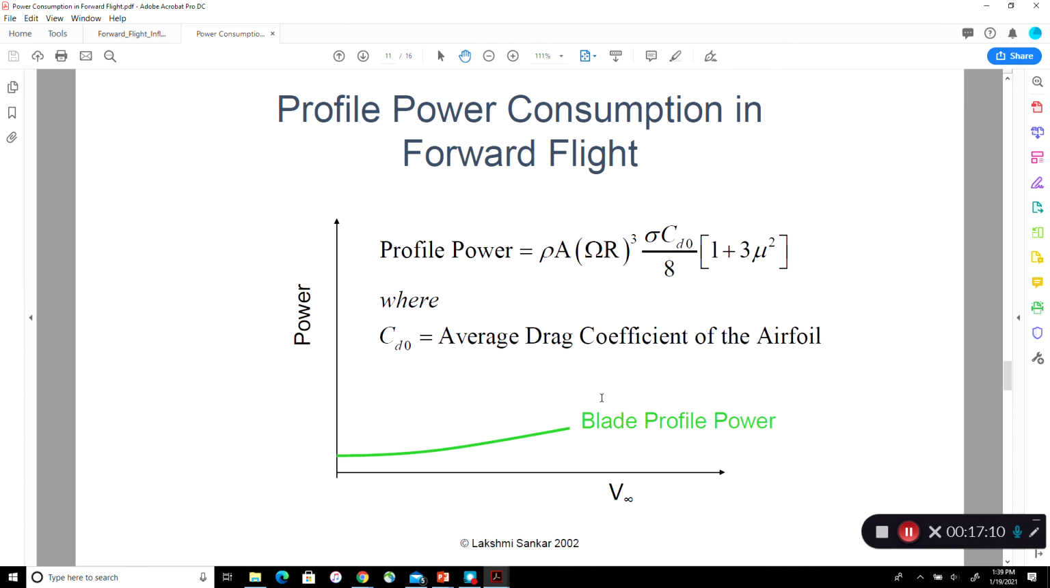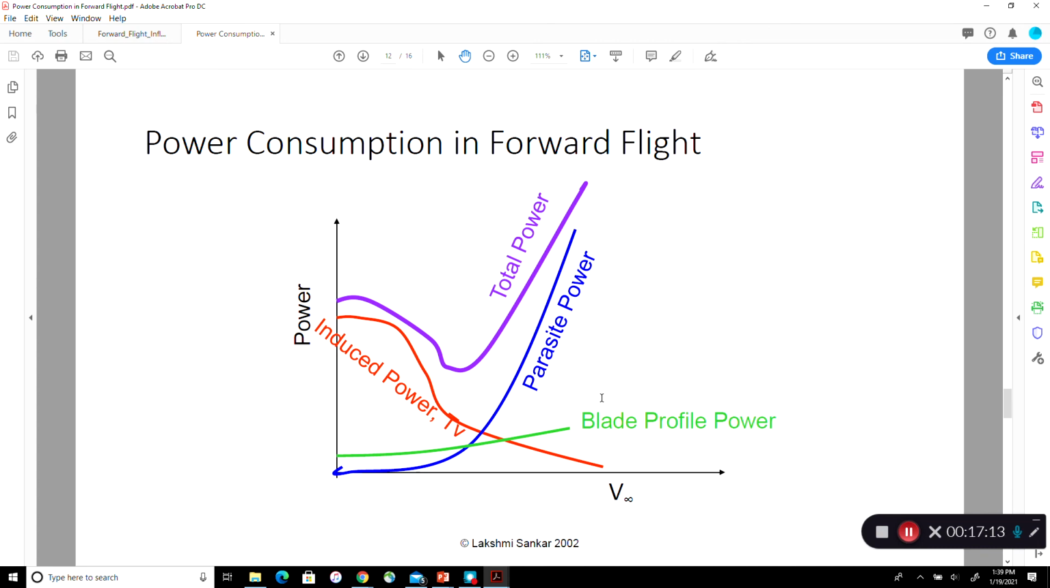Therefore, the power consumption is given by induced power, which decreases with forward velocity, parasite power, which varies as velocity cubed, and the blade profile power, which varies as 1 plus 3 mu squared. If we add up all these 3 components, this is the total power of the helicopter in forward flight. Initially, the power actually decreases compared to hover.